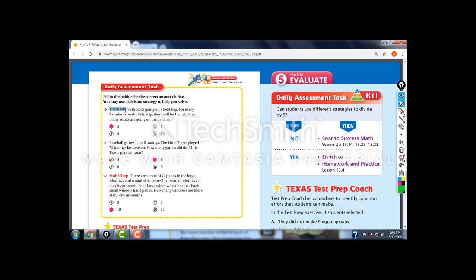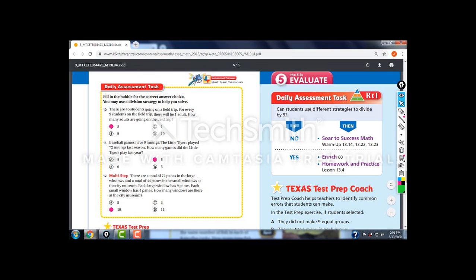For this one, there are 45 students on the field trip. For every 9 students on the field trip, there will be 1 adult. So in order to figure out how many adults, I have to divide 45 by 9, and that gives me 5. So there'll be 5 adults going. The next one, each baseball game is 9 innings, so that's 1 game. If the Little League Tigers played 72 innings, that is your other one that you need to highlight. So you divide 72 by 9, that gives you 8.